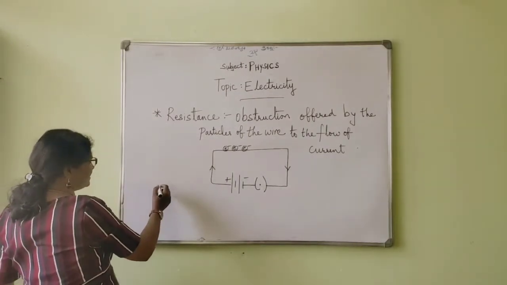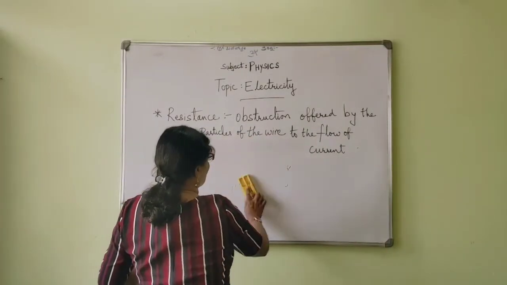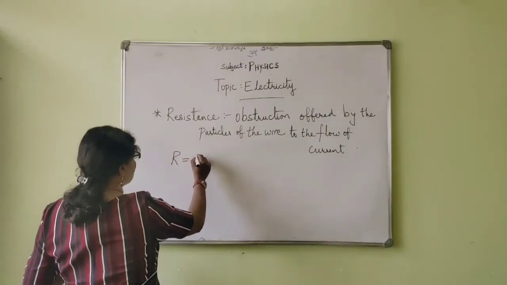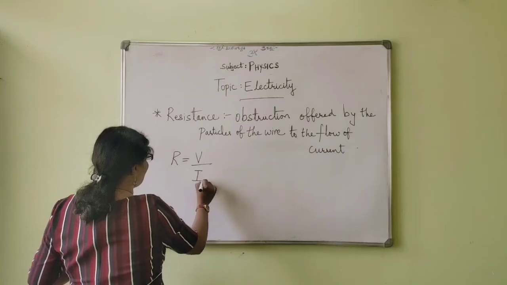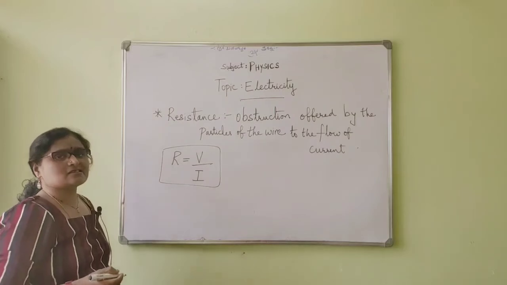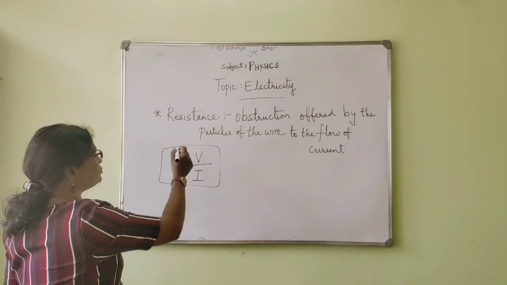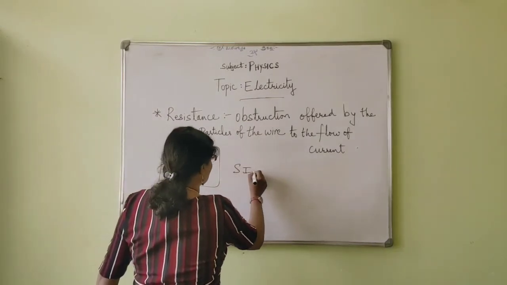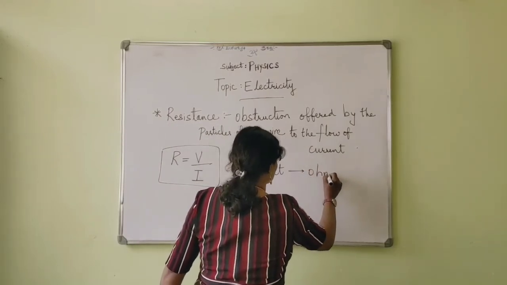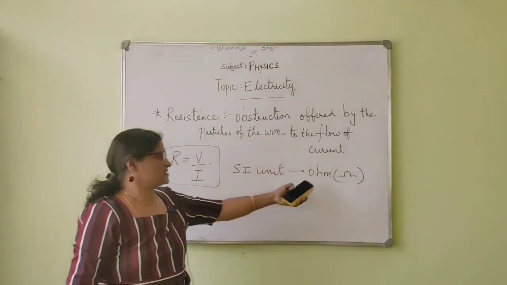The resistance is represented by the symbol R, capital R. And the formula for resistance is R is equal to V by I, where R is the electrical resistance, V is the potential difference, and I is the current. And the SI unit of resistance is ohm. SI unit is ohm, represented by the symbol. This is the symbol of ohm.